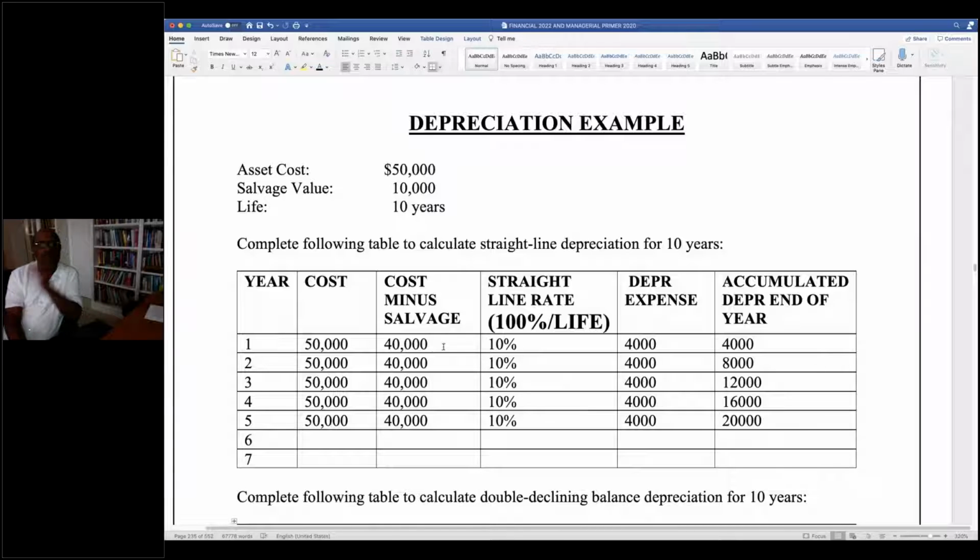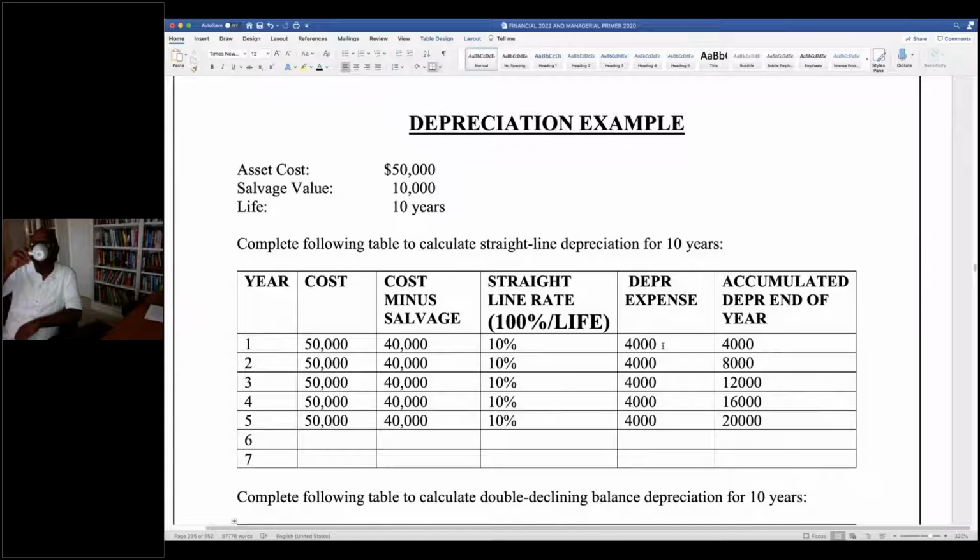And so if we have salvage, we're going to depreciate based on the salvage. If we were just dividing by 10, we divide 10 into 40 rather than 10 into 50 to get 4,000. Are there any questions on straight line depreciation?